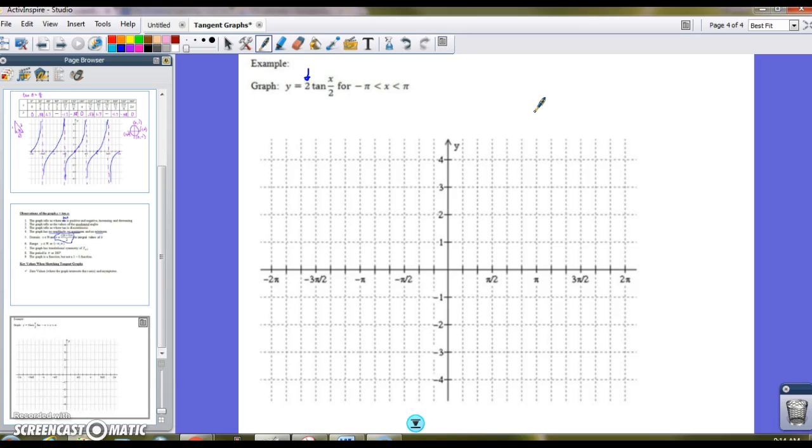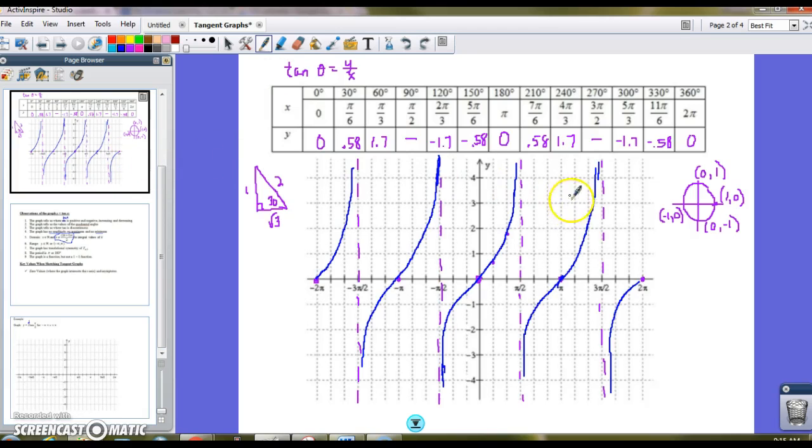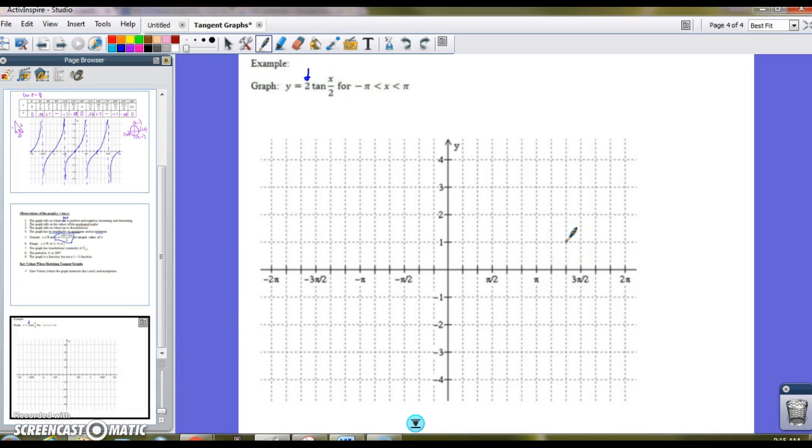Okay, so how are we going to go about doing this? If you look at the original graph of tangent, we knew that the asymptotes were at odd multiples of pi over 2. So if we take that whole idea, I know that I can't actually ever equal pi over 2 or 3 pi over 2 or whatever, but I know I can be between them.